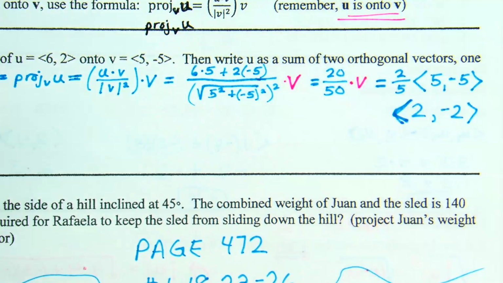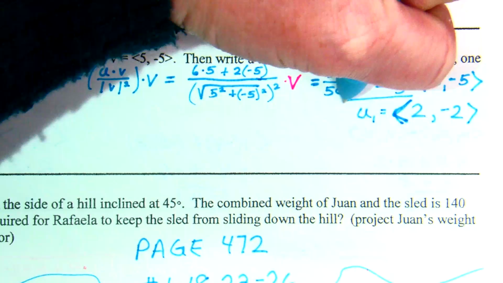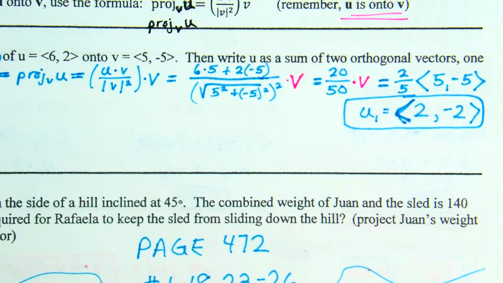That is what we found u1 to be: 2, negative 2. Questions on that part? Because that's technically only the first part of the problem. Now, in my brain, that's the harder part. I don't know, this other part might be equally as hard to you, but in my brain, that was the more difficult part.